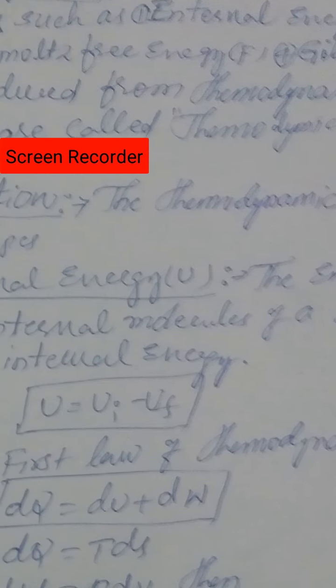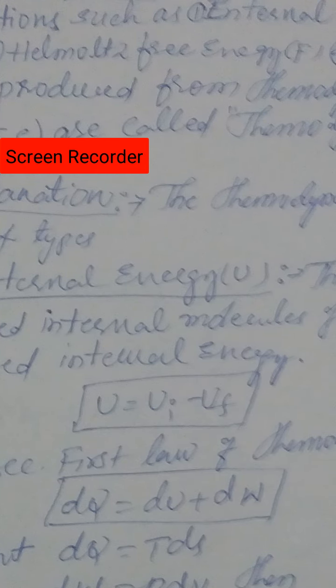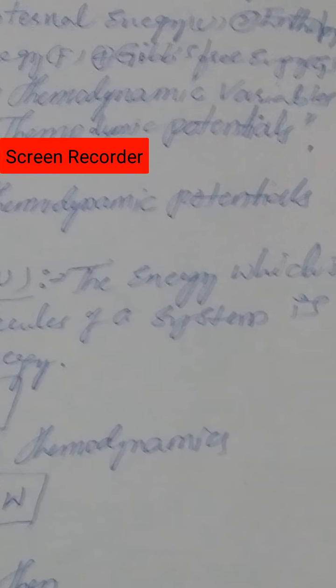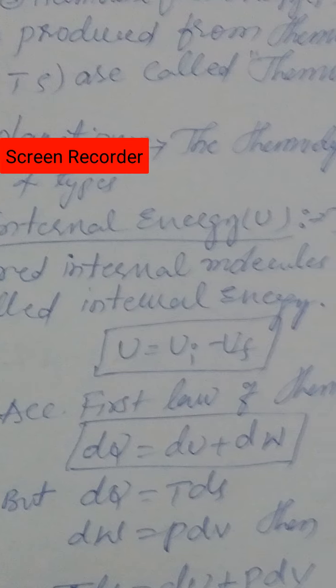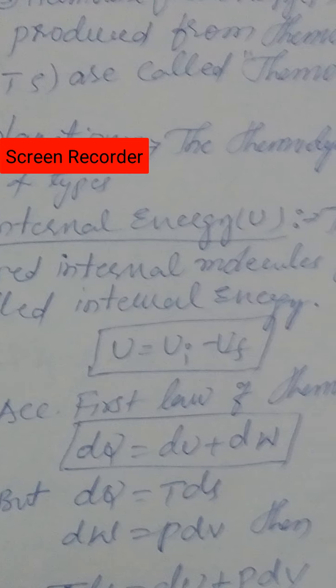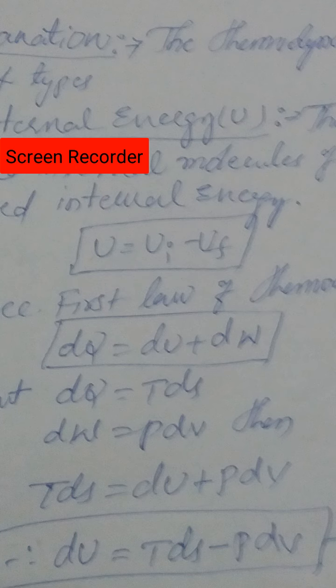The energy which is stored inside the molecules of the system is called internal energy. This can be denoted by capital U. U equal to Ui minus Uf, where Ui is the initial internal energy and Uf is the final internal energy. So the difference is represented by the internal energy U.